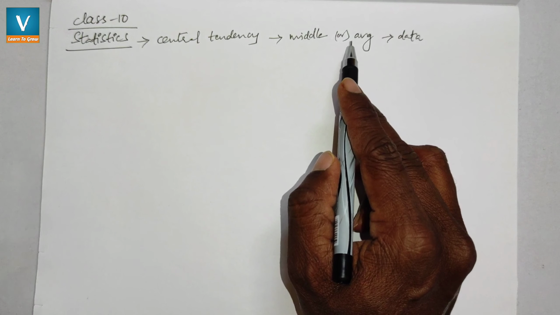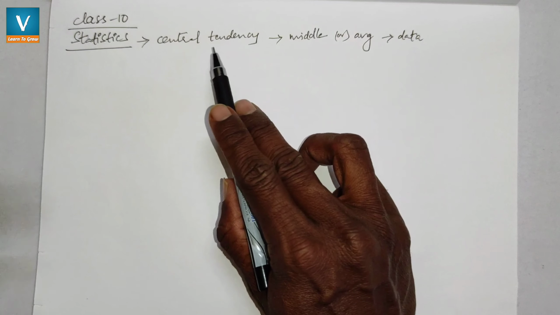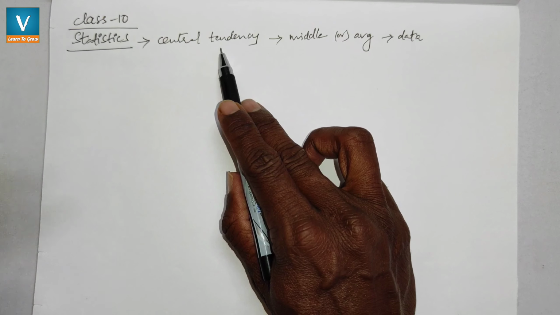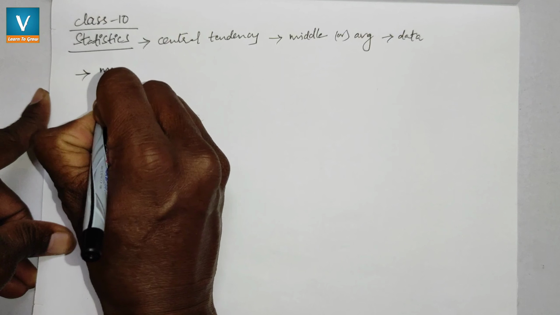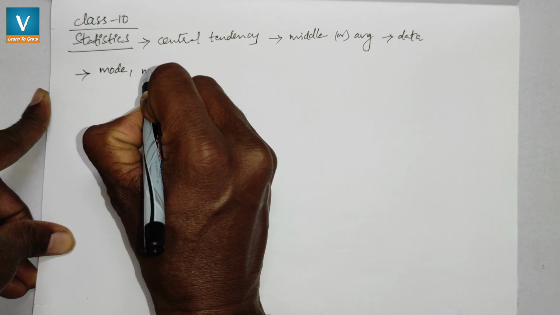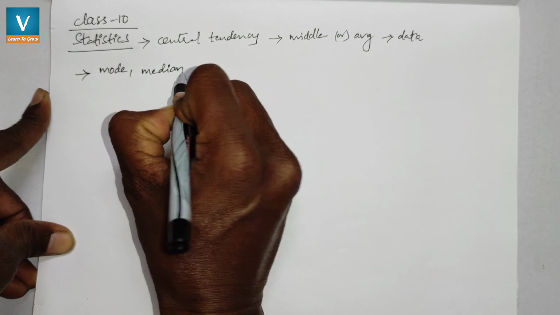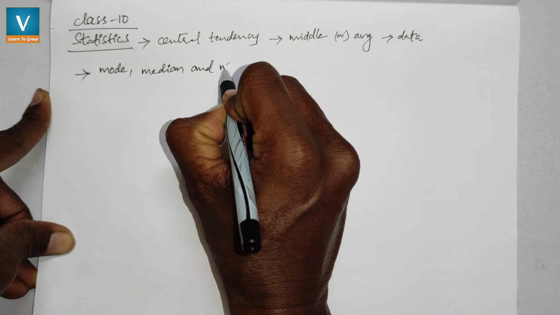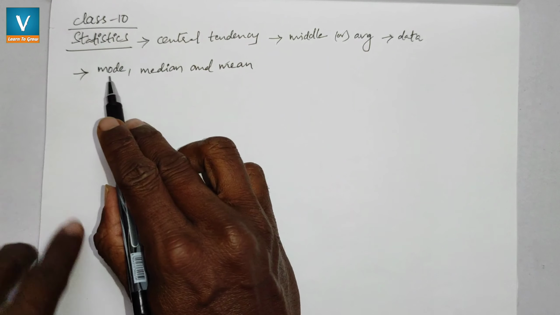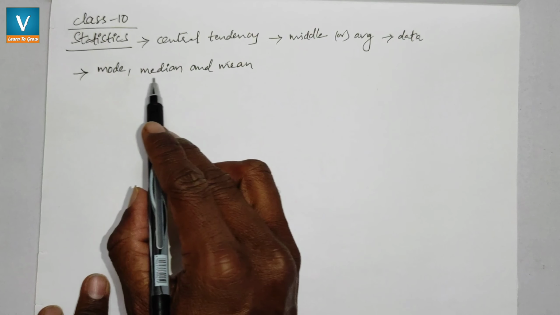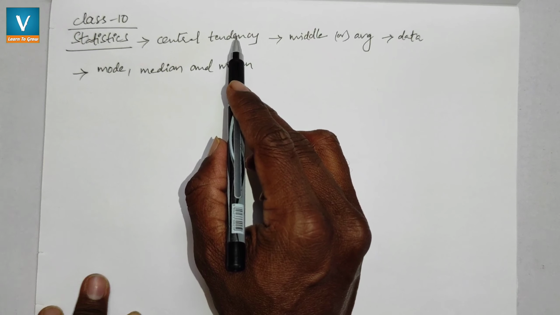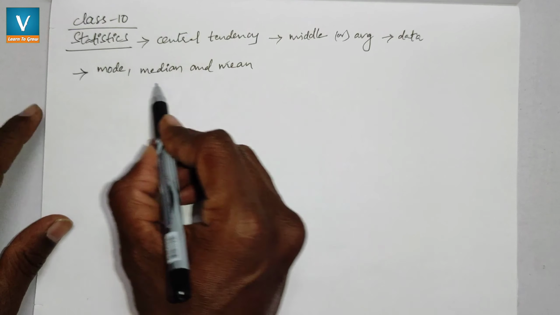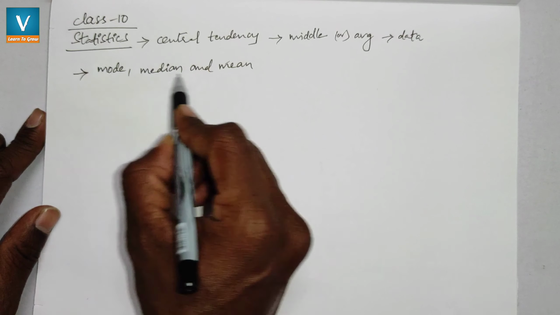So we have three types to measure the central tendency. Those are namely mode, median, and mean. These three are the most common measures of the central tendency. By using these three, we can find the central tendency for any given data. First of all, we'll see the definitions of these three.